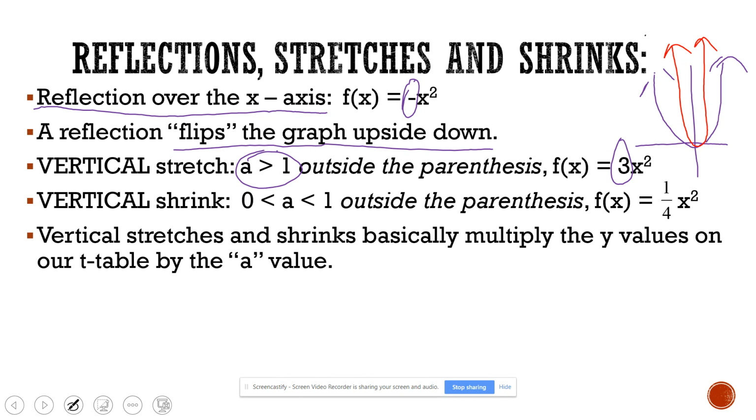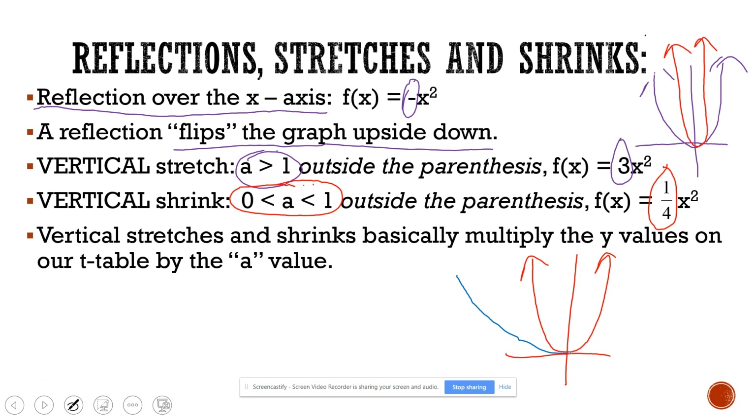The vertical shrink has something between 0 and 1. Remember, the negative in front has nothing to do with stretching or shrinking. Those are flips. So this 1/4 means that if my parent function looks like this, and we've shrunk it by 1/4, it'll now look like this. We're shrinking it vertically towards the x-axis.